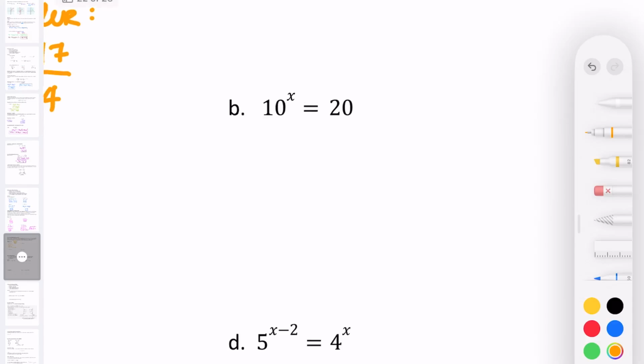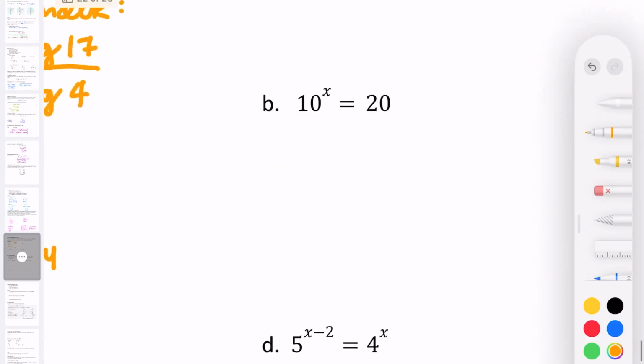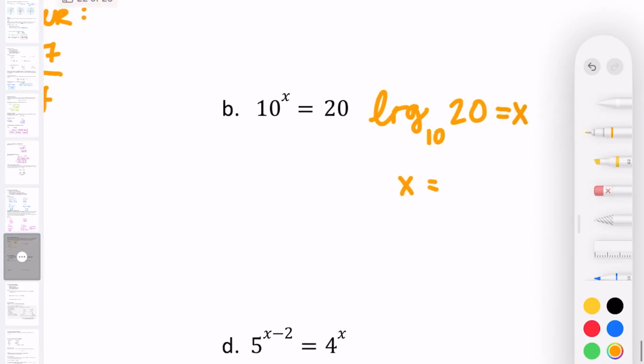Let's do the same thing here. We're going to go ahead and write log base 10 of 20 equals x. This one everyone can do as is because it's base 10, and you'll get 1.3.